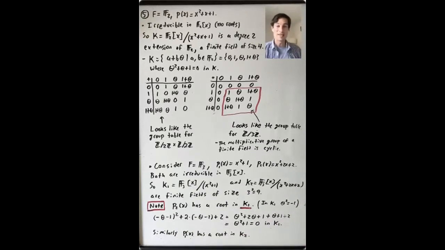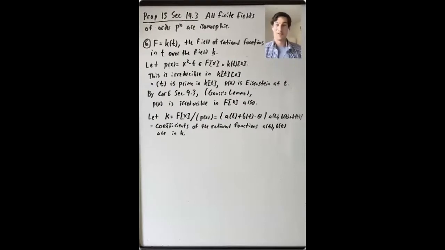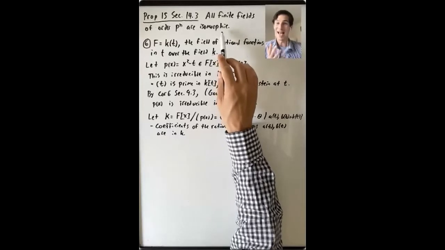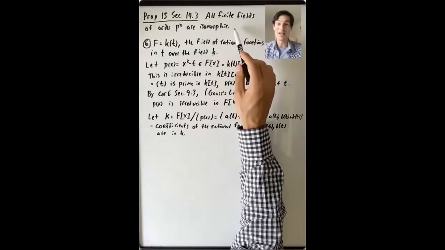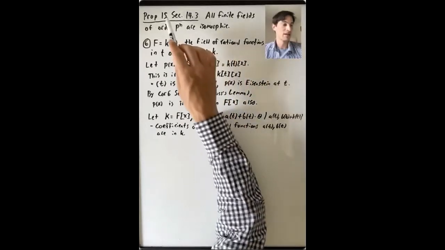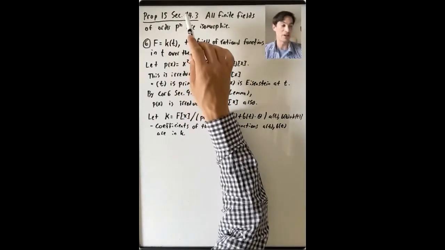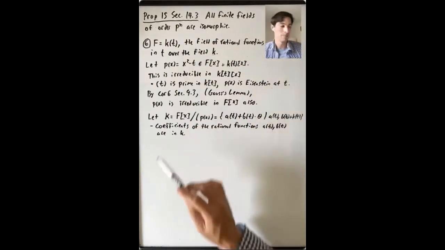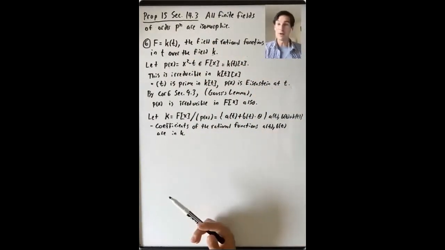Okay, so I'll pause and erase, and I'll finish this video with one additional example of a slightly different kind. First, I've written a reference up at the top here in case you want to look ahead and see this result that all finite fields of order p to the n are isomorphic to each other. This is proposition 15 in section 14.3 on finite fields and Galois theory. I want to end this video with one other type of example.